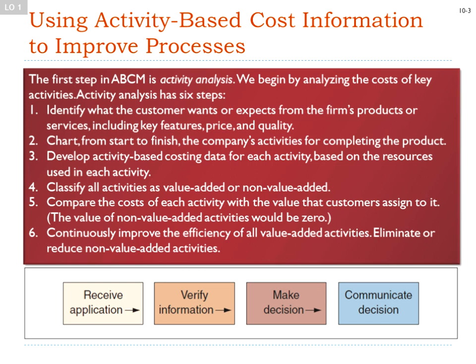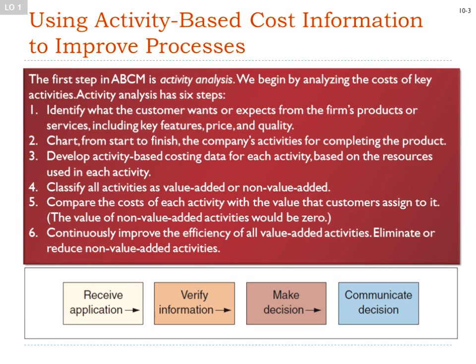So the first step in ABC management is activity analysis. Activity analysis, as the slide shows, has 6 steps. And the steps are very logical and intuitive, or they make sense. So you don't have to memorize these, but read through them, and you should notice that they're very logical.